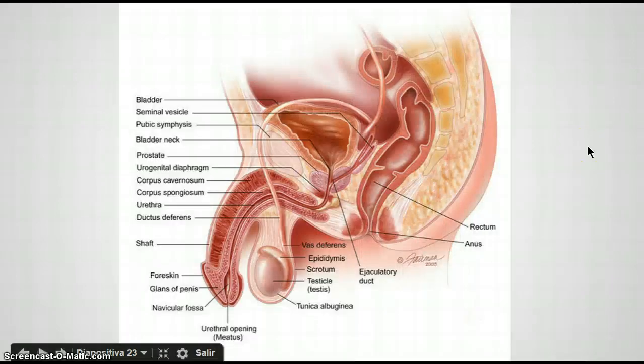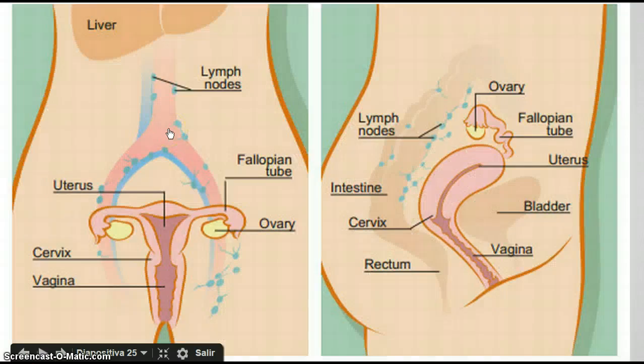The main parts of the man's pelvis are the pelvic girdle, urinary bladder, urethra, penis, scrotum, testicles, rectum, and anus. The main parts of the woman's pelvis are pelvic girdle, perineum, urinary bladder, urethra, uterus, fallopian tubes, ovaries, uterine tubes, vagina, rectum, and anus.